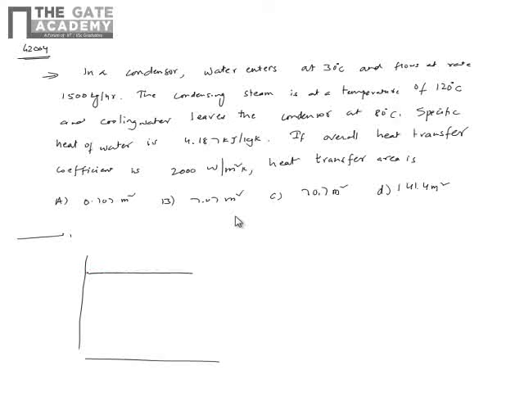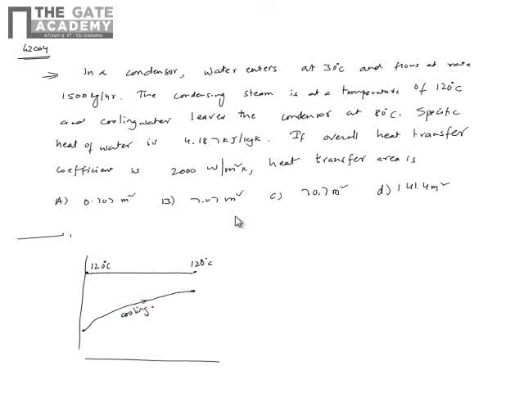Okay, so you have a condenser where the steam is at 120, and at the outlet it will be 120. It just condenses during phase change. There is no change in temperature. Cooling water enters at 30 and leaves the condenser at 80. So this is how the cooling water goes.